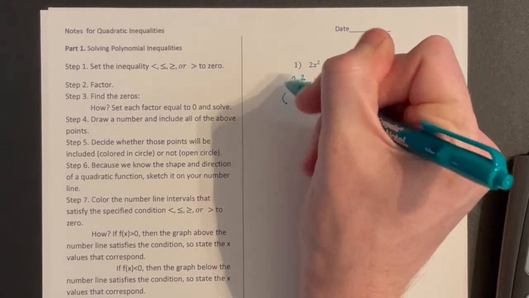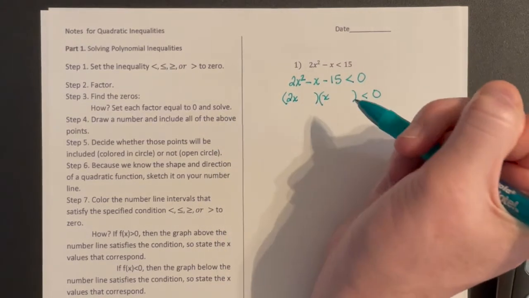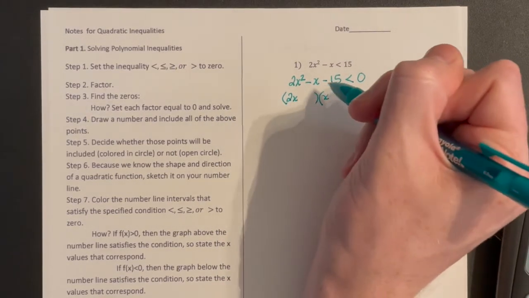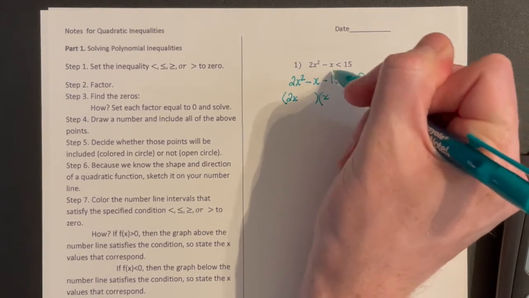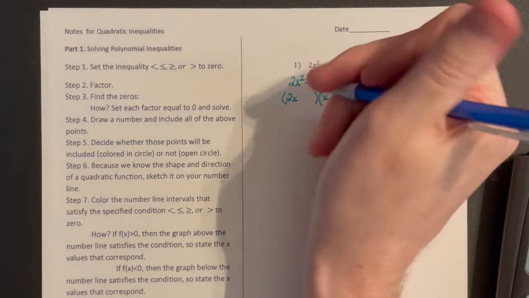The 2x squared came from multiplying 2x times x. So I know those are the first parts of the binomial. And then we find our factors of 15. This could be 5 and 3 or 3 and 5. It really just depends on what we have.